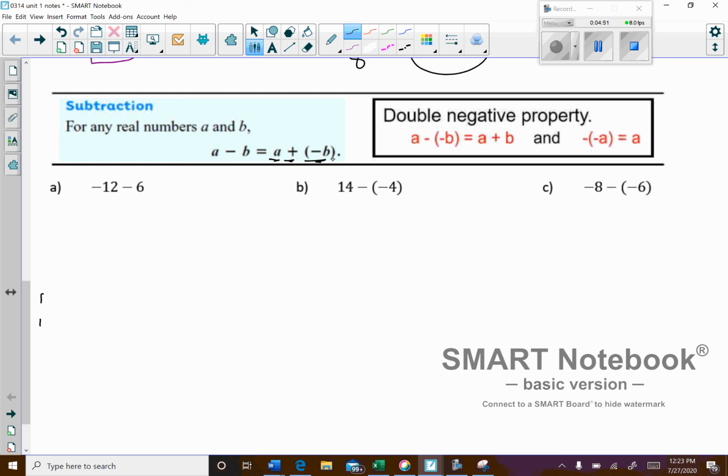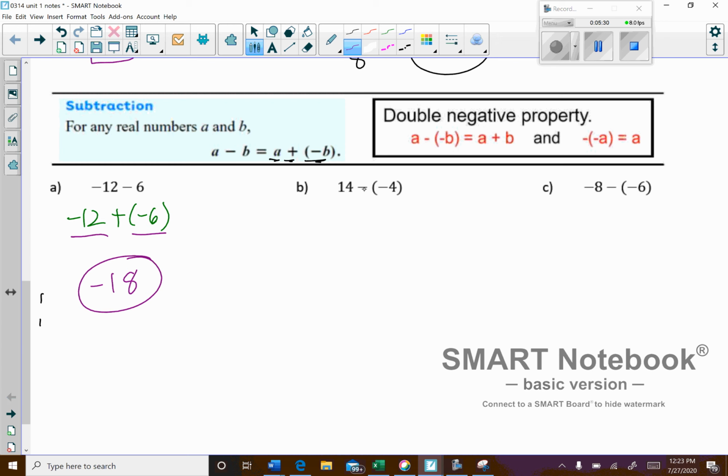Once again, the common misconception students make on this first example is they think the answer is -6, because they say, oh, negative 12 take away 6, 12 take away 6 is 6, so negative 6. But that's incorrect. What we want to do here is follow this pattern right here and put this as negative 12 plus negative 6. Then we use one of the rules from above. You're adding two numbers with the same sign, so you add them together and keep the sign. That would be negative 18. So part A is negative 18.